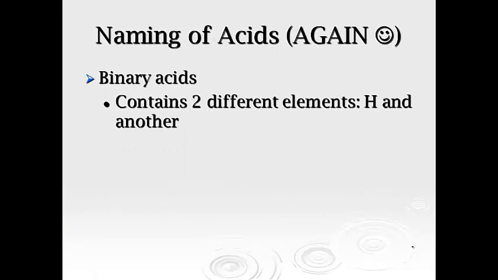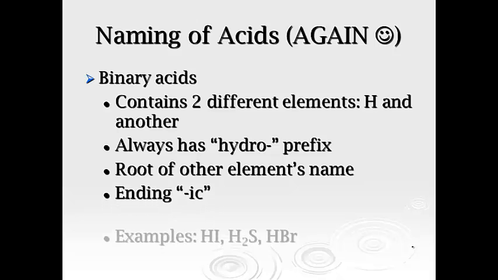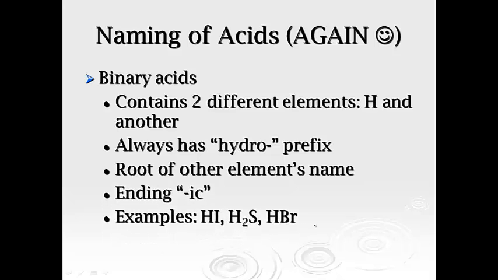Okay, quick review here for naming of acids again. We've done this a lot, but for example, our binary acids are acids with only two different elements. It's usually hydrogen and another. It's typically a halogen. These are your hydro- acids, and they end in -ic.